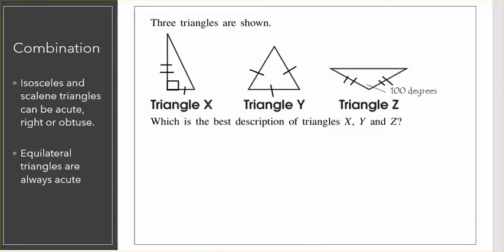Let's do one final set together. Okay, triangle X. I see that none of the sides are marked the same. And the box in the corner tells me that that's a right angle. It's 90 degrees, so I have a right triangle. No sides the same means it's scalene.